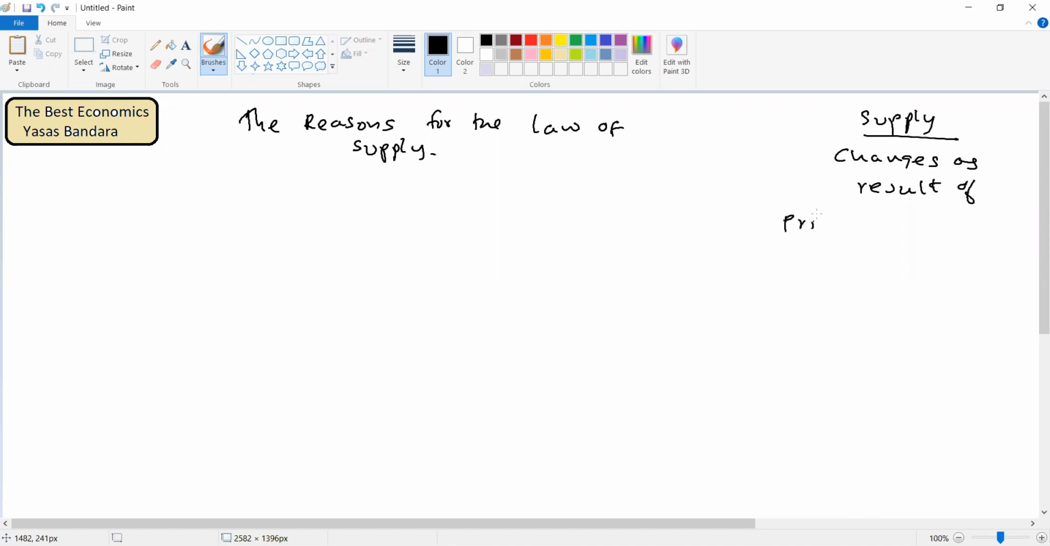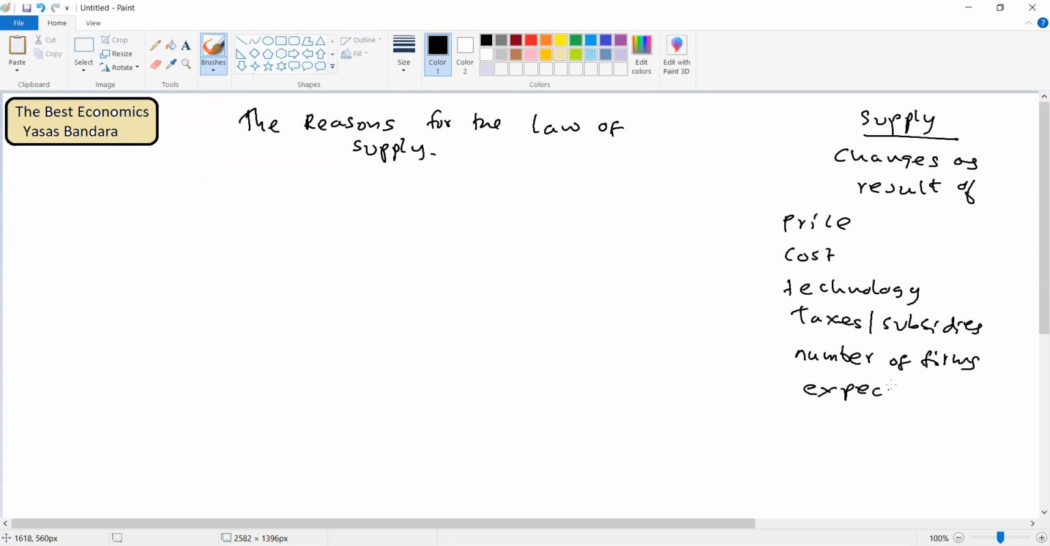well, you can say price of the good, cost of production, technology, taxes, subsidies. It will also change as a result of changes in the number of firms in the market. If there are more firms entering into the market, there will be more supply in the market. Price expectations. There will be many reasons.